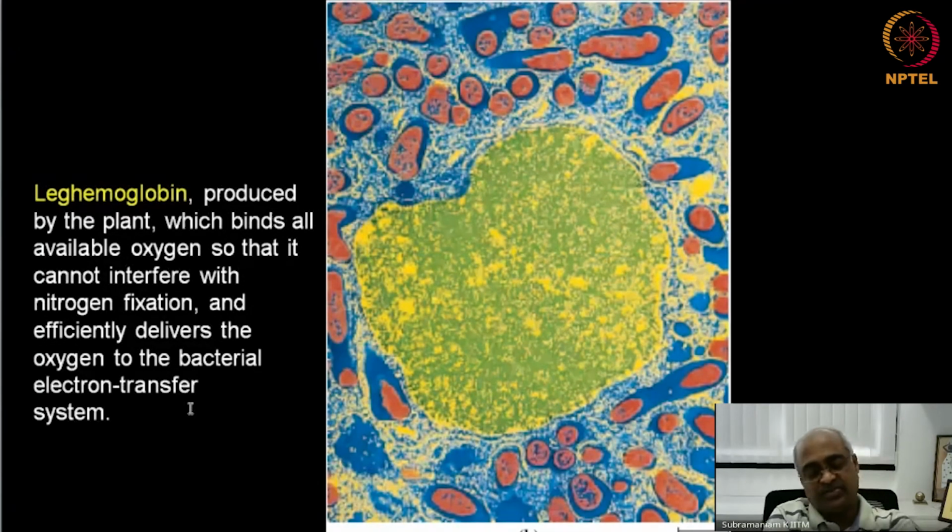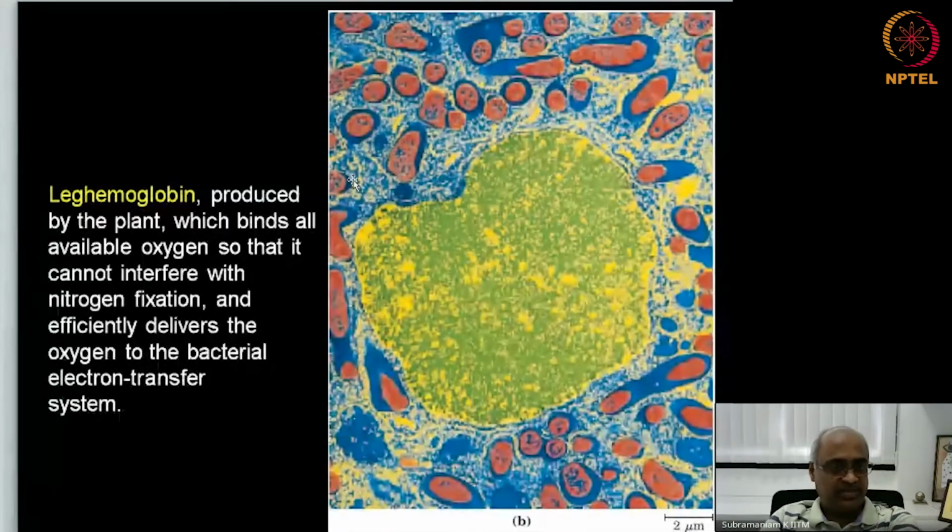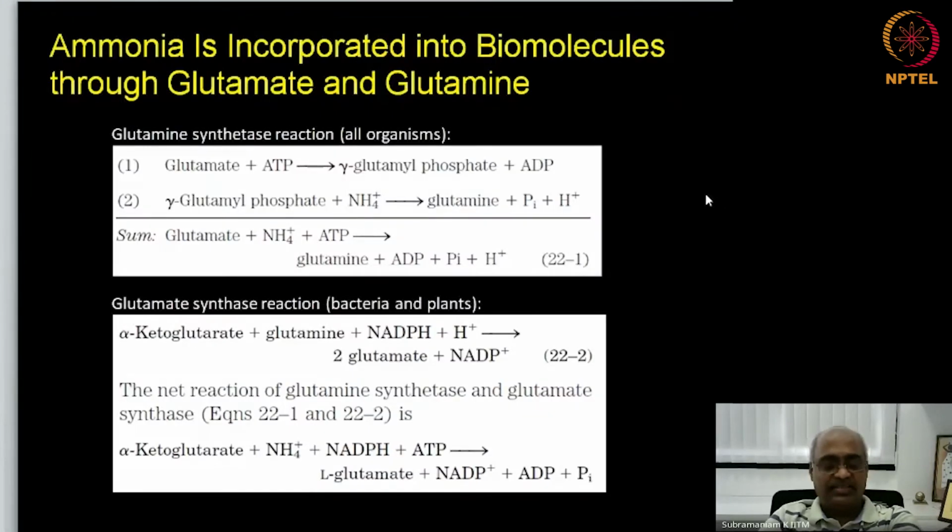Remember oxidative phosphorylation to produce energy. So therefore oxygen is made available for that electron transfer reaction, and there it becomes water. So leghemoglobin's main job is to protect the nitrogenase complex from the toxicity of oxygen. Okay, so that is all about nitrogen fixation. So now from nitrogen we have become ammonia. Now how does that get into the form in which nitrogen exists in amino acids and other molecules?